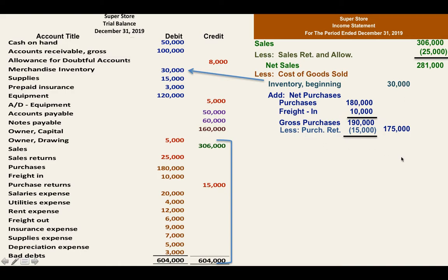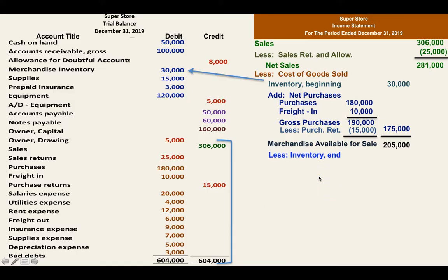The net purchase will be added to the inventory beginning. That will be your merchandise available for sale. So your merchandise available for sale, this is the available for the year, the items to be sold for the year. So now we will have to deduct from merchandise available for sale the inventory end.